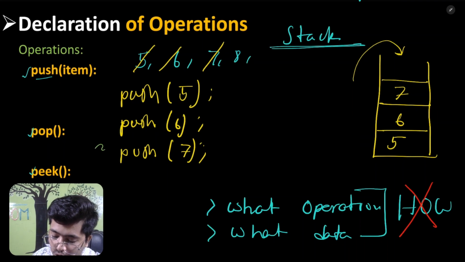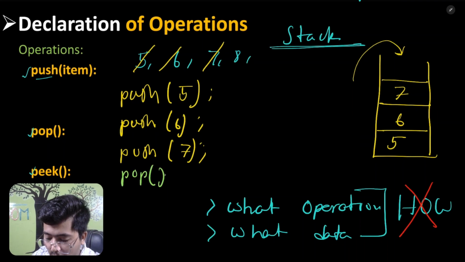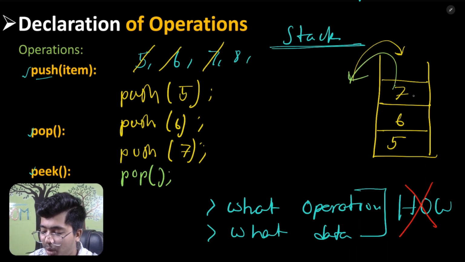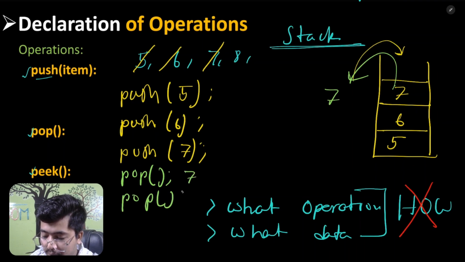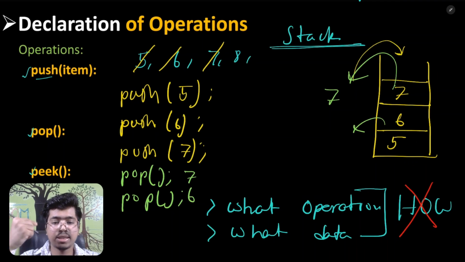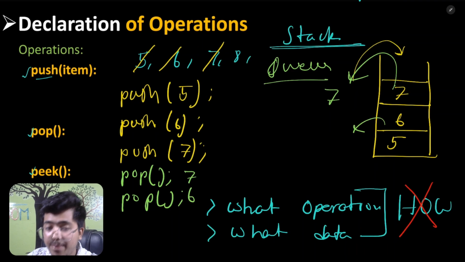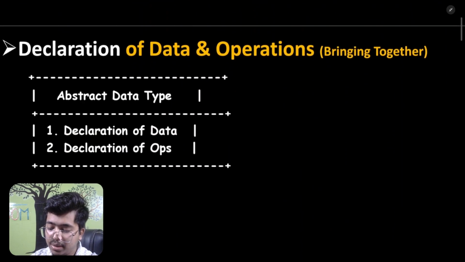If we now perform the next operation, pop, we are simply calling pop. Pop just removes the topmost item, so 7 is popped and we get 7. If you again perform pop, we get 6. Just ask yourself: are we caring how this operation is performed? No, we are only calling the operations on the standard stack class. So stack is an abstract data type. A standard queue, defined inside the library of any programming language, is also an abstract data type under that language.